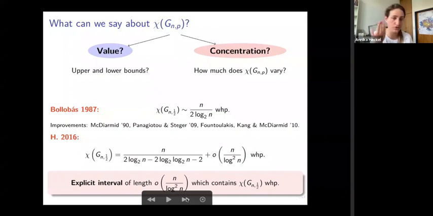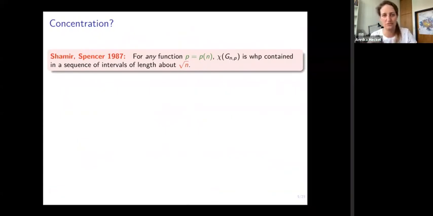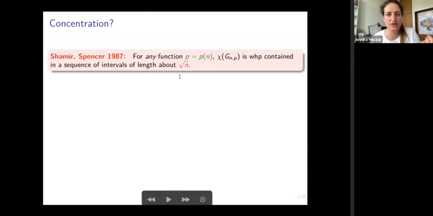But if we don't have to specify an explicit interval, this can be improved quite a lot. So the concentration type questions, the starting point for these is always the famous result of Shamir and Spencer from '87, which is a very general result. They showed that for any function p(n), there is some sequence of intervals of length about root n, which contain the chromatic number with high probability.